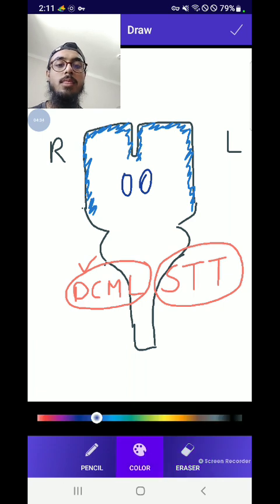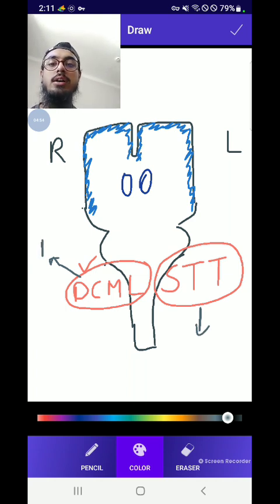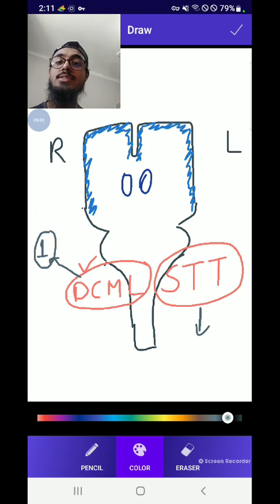What are the functions of these two pathways related to the primary somatosensory cortex? What are the functions of the dorsal column medial lemniscus pathway, and what are the functions of the spinothalamic tract? These are all sensory pathways because they go towards the sensory area of the brain, the primary somatosensory cortex. The first function of the dorsal column medial lemniscus pathway is fine touch sensation.